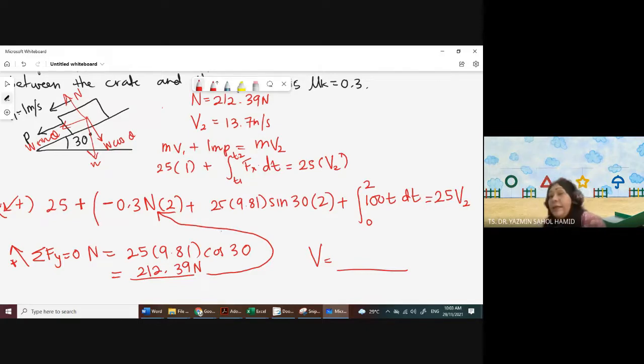Untuk soalan yang sama ni, you boleh guna Newton second law F equals to ma untuk dapatkan jawapannya. Okay, you boleh dapat velocity guna Newton second law juga. Tapi untuk soalan ni, saya minta you all guna impulse and momentum lah. So, nanti you akan dapat V berapa? Dapat berapa? Dapat tak?